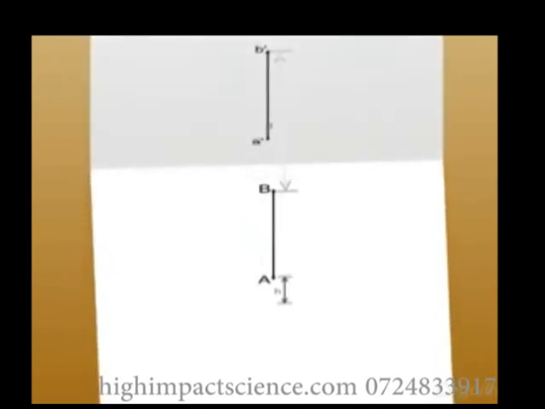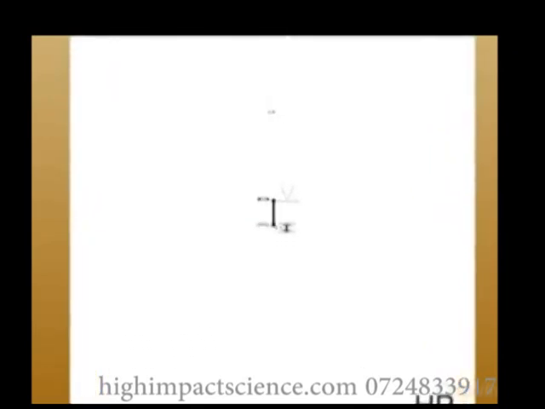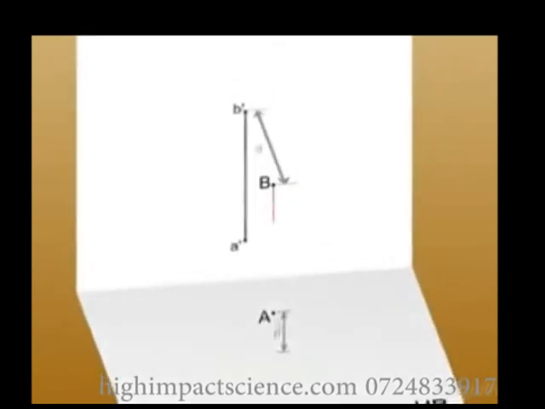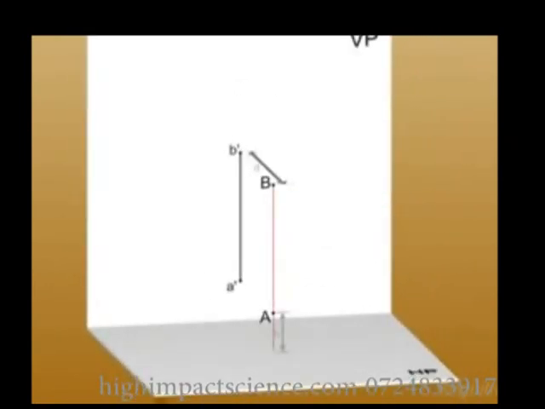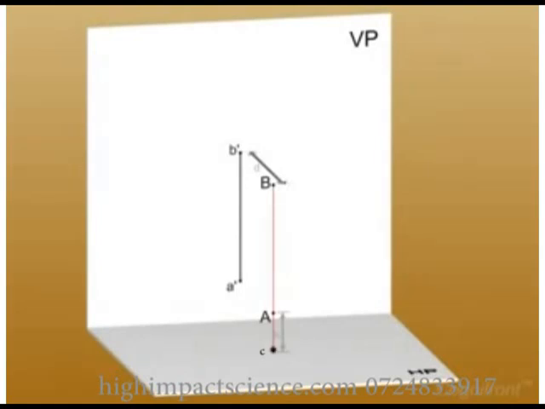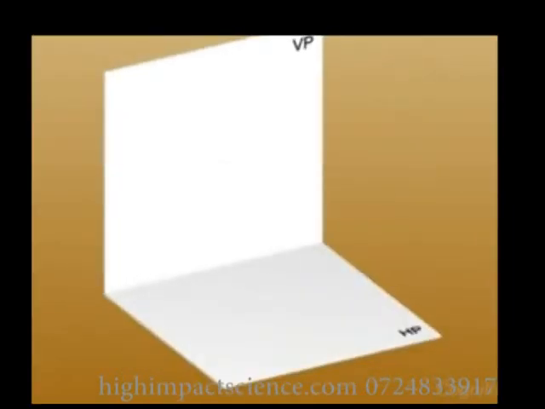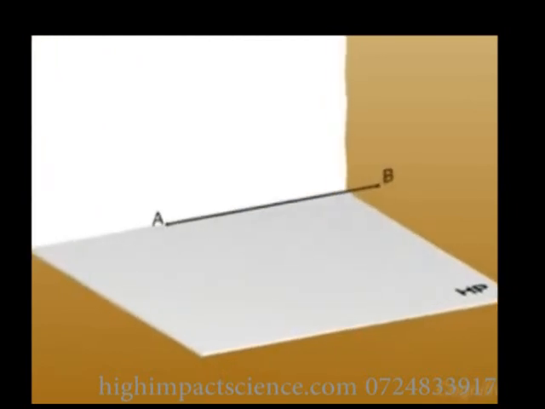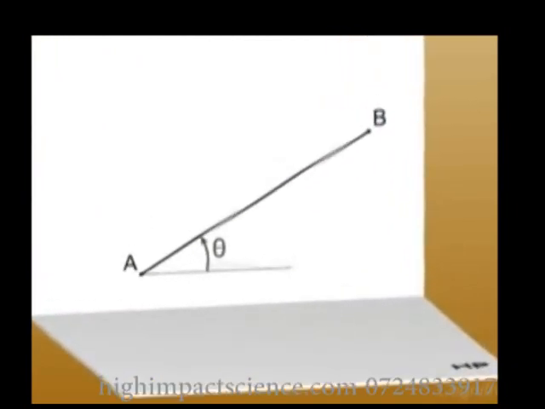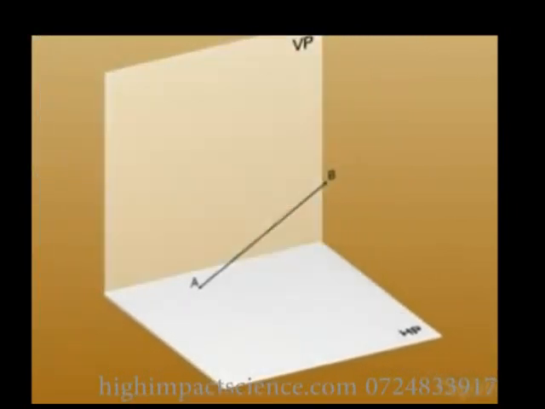If you look straight on top at point B, it appears to hide point A. So the projection of point B passes through A to meet HP at point C, which is the top view. Consider another case. A line AB is inclined to HP at an angle theta and parallel to VP at a distance of D units.